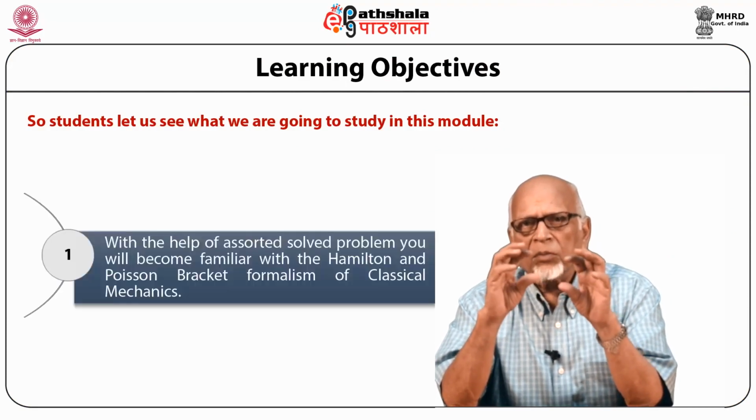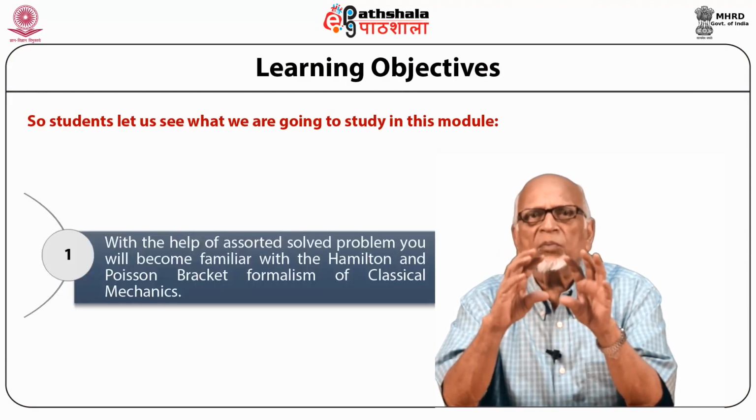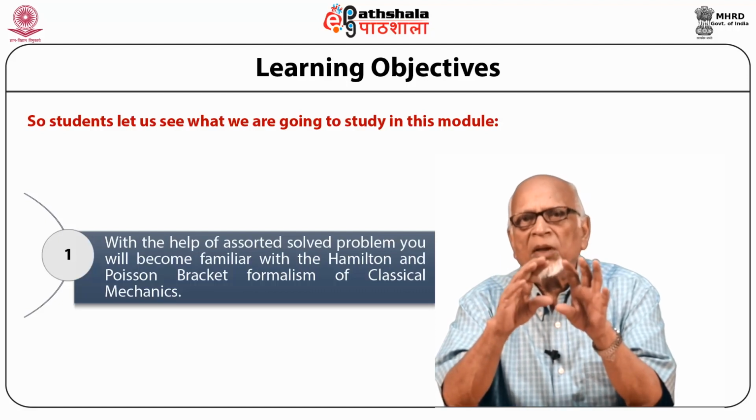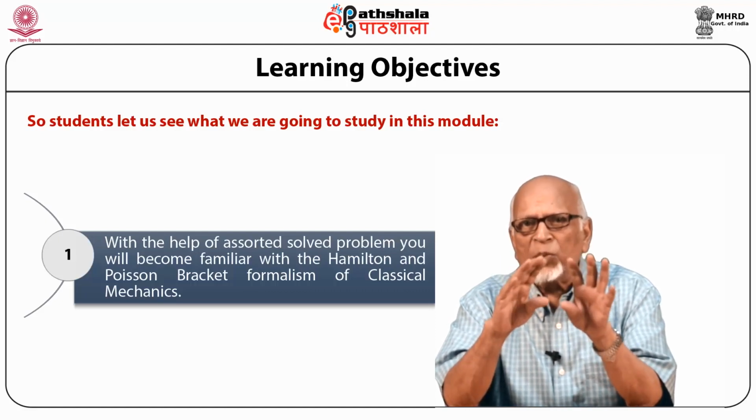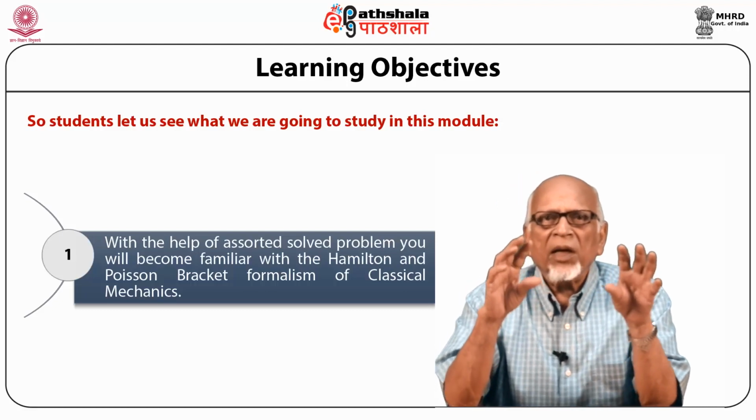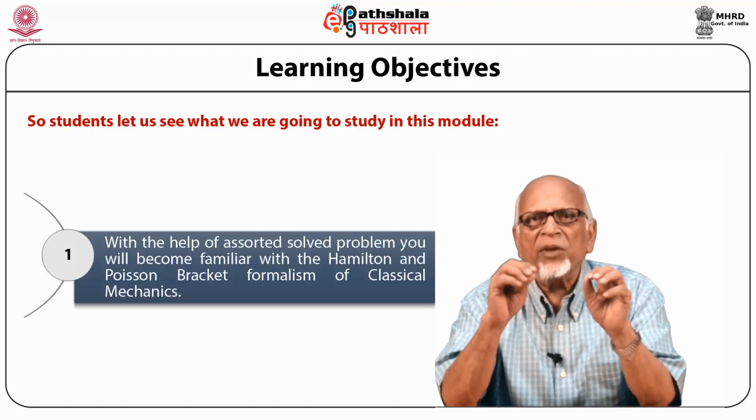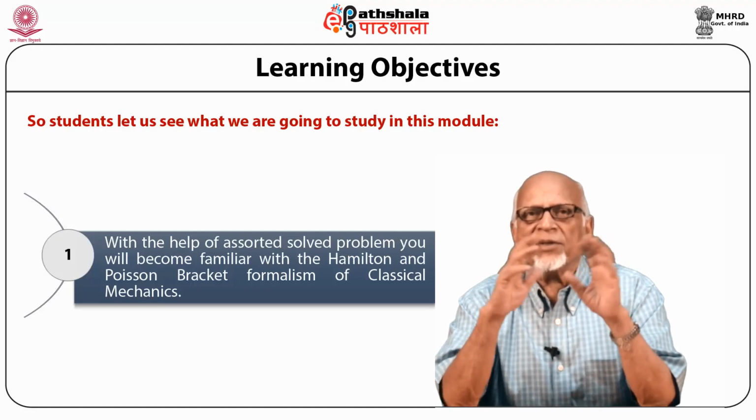So we'll take up some representative problems and we'll solve them in order for you to become familiar with the Hamiltonian and Poisson bracket formalism in classical mechanics. In this unit, we will illustrate the formalism which was developed in connection with the Hamiltonian dynamics and Poisson bracket with some representative solved problems. Let's consider a few problems.